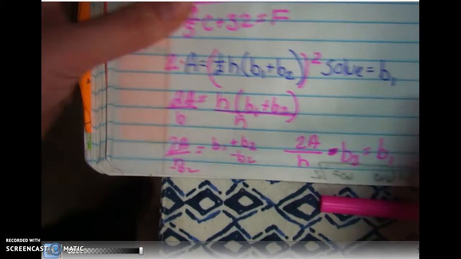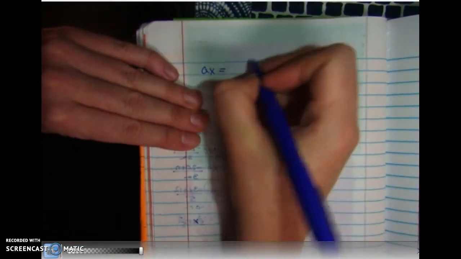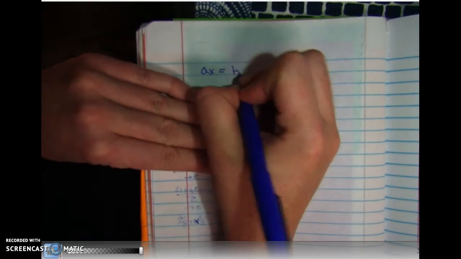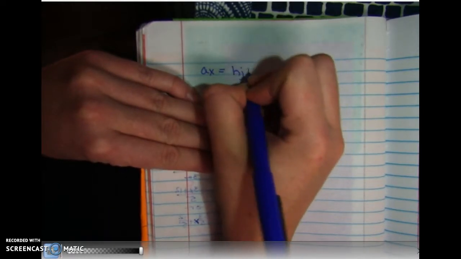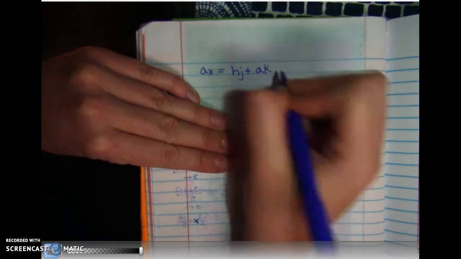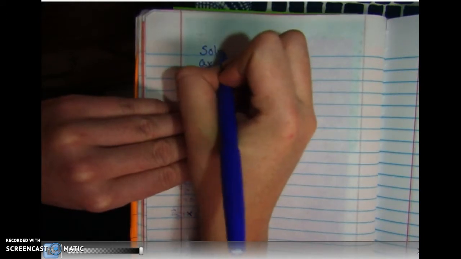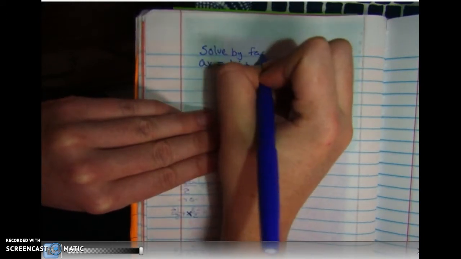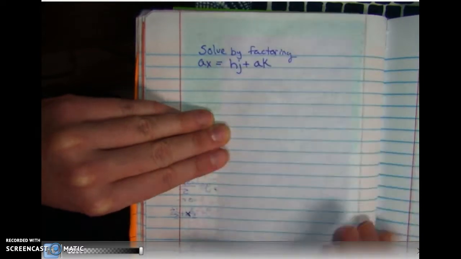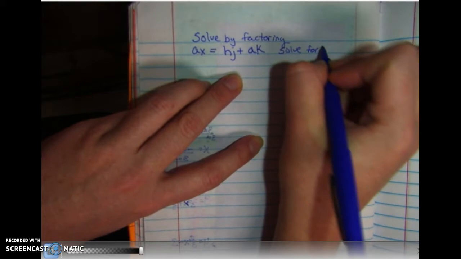Okay, and we're going to solve by factoring. Okay? So AX equals HJ plus AK. Okay, so we need to solve by factoring. We're going to solve for A.